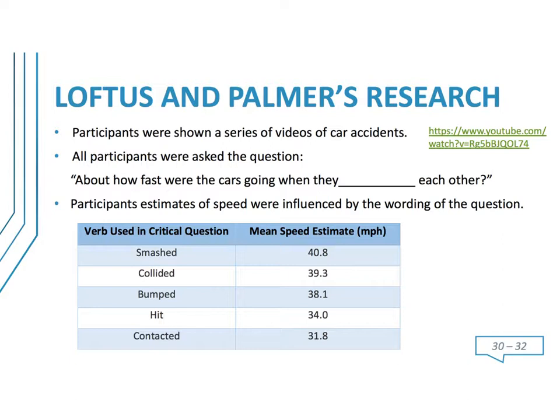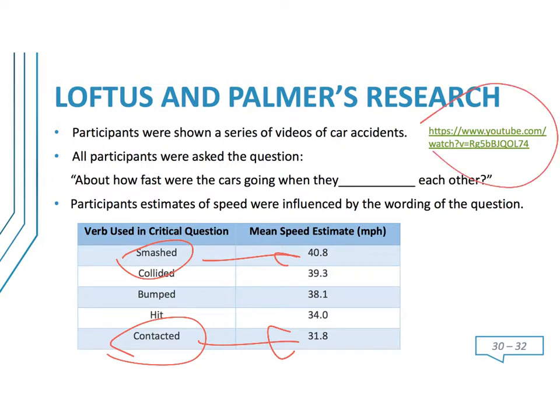There were 5 conditions, and in each condition, the verb in the critical question was changed to either smashed, collided, bumped, hit, or contacted. The results found that participants' estimates of speed were influenced by how the question was asked. So you can see down here that the smashed had the more intense estimate of speed, whereas contacted had the least. So what Loftus found was that participants' memories were distorted by the verbal label that had been used to characterise the intensity of the car crash. So up here you can see that there's a link that you can show the kids based on that research.